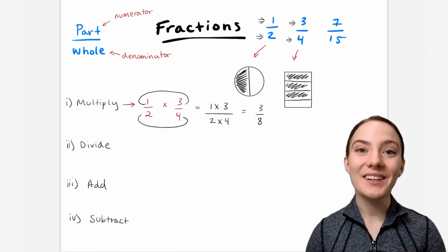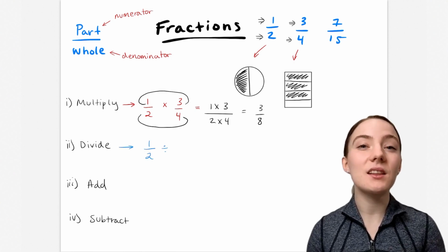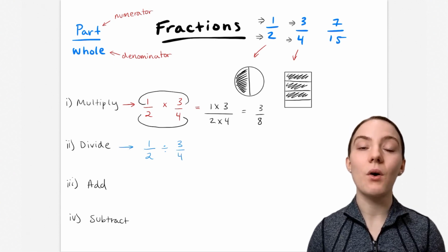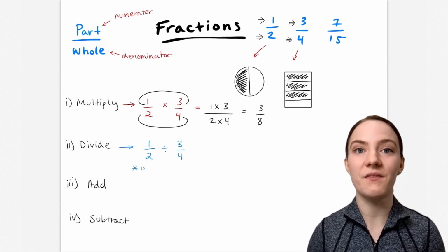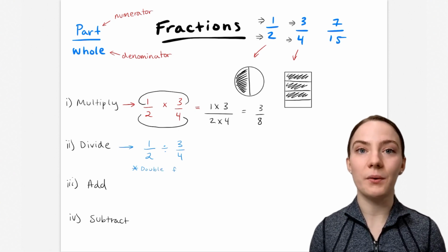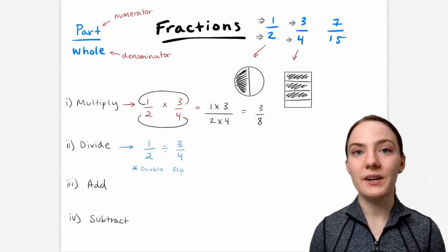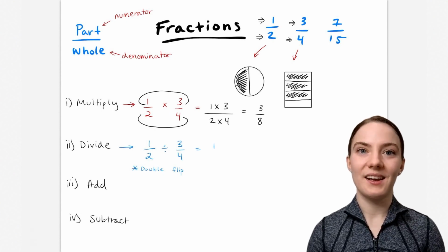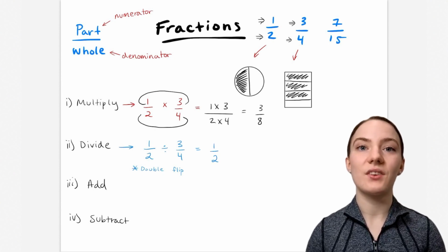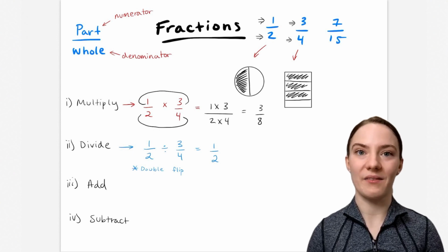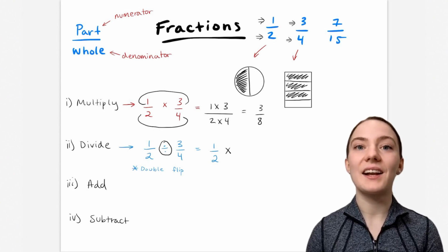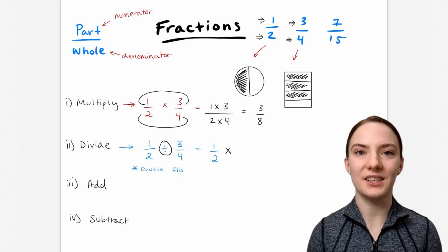All right, now let's take a look at division. Division of fractions is a little bit more complicated than multiplication. Let's look at the example 1/2 divided by 3/4. In order to do this operation, we're going to have to use a trick that I call the double flip. So here's how you do that. You keep the first fraction the same. So we have 1/2. Then you're going to flip the divide sign and turn it into a multiplication.